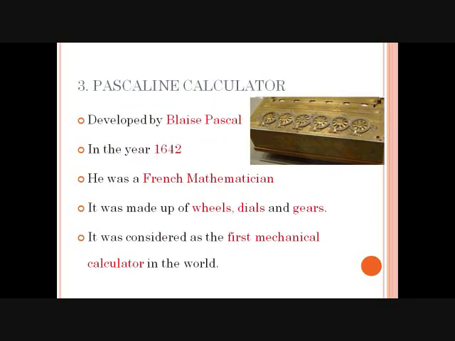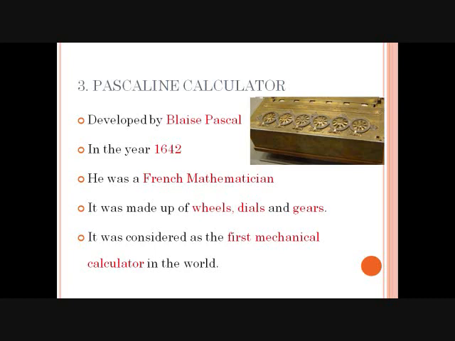The Pascaline calculator was developed in 1642 by a French mathematician, Blaise Pascal. It was made up of wheels, dials, and gears. It could solve complex mathematical calculations involving large numbers. Before that, we were able to do the calculations but with small numbers. But with the help of Pascaline calculator, we can do the calculation with large numbers. It is considered the first mechanical calculator in the world. Abacus was the first numerical calculator and Pascaline was the first mechanical calculator.